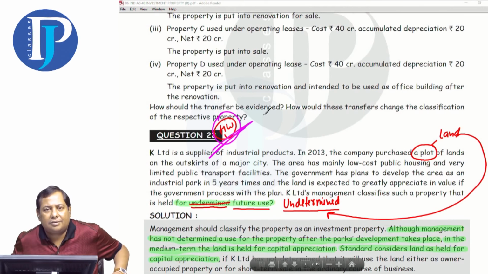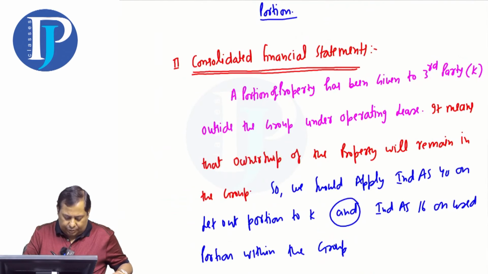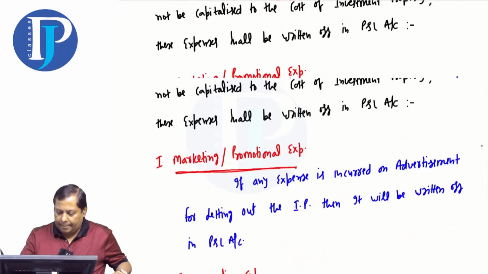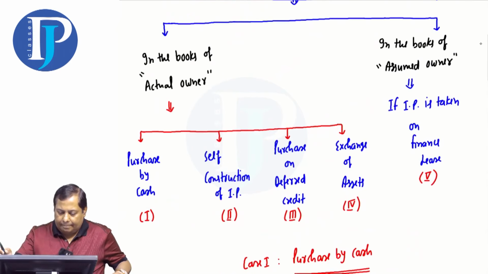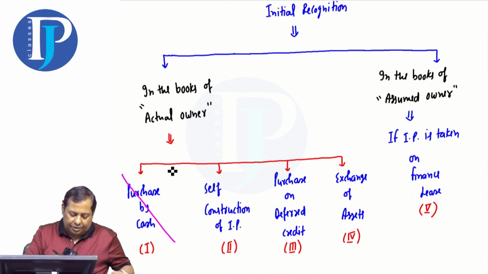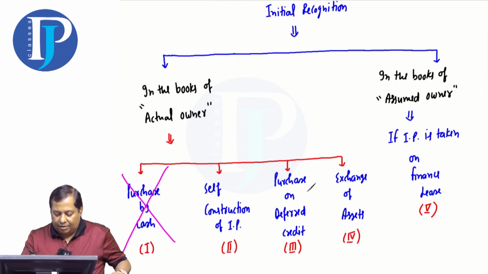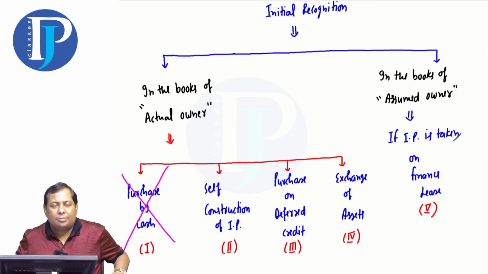It's very easy. Okay, so today what we have started, what did we start today? Today we have started initial recognition. This is the case where we purchase with cash. So in the next video these four will be done: self-construction, deferred credit, exchange and finance lease. In the next video we will cover these four topics and questions related to them.